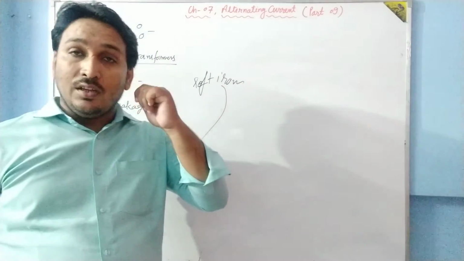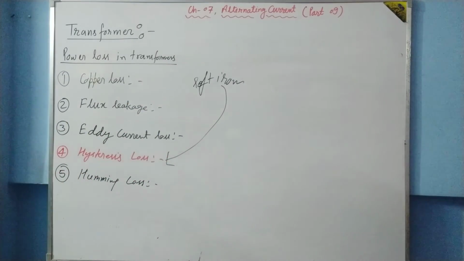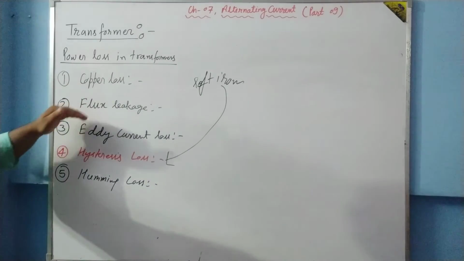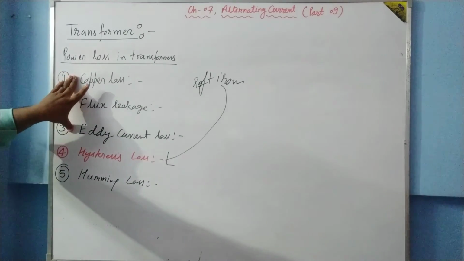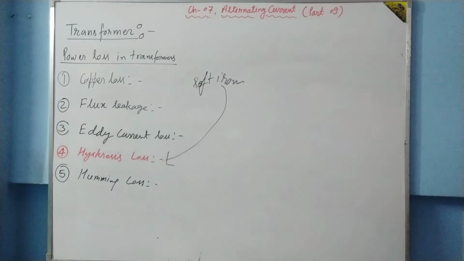Out of these five, you must write at least three in the examination. I'll suggest copper, flux, and eddy current because they are there in your syllabus. So you must write all these three. So for me, this chapter is over.